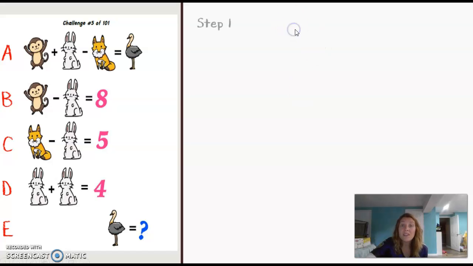So using that information, step one, I've decided that I'm going to start down at equation D because I know that the same number, when you add it together, has to equal 4. And I know that 2 plus 2 equals 4, so that tells me that a bunny is equivalent to 2. Now that I figured out that the bunny equals 2, I'm going to use that information to figure out which equation I would want to solve next. Looking at the equations that are left, I could either solve C or B. I think I'll go with C.